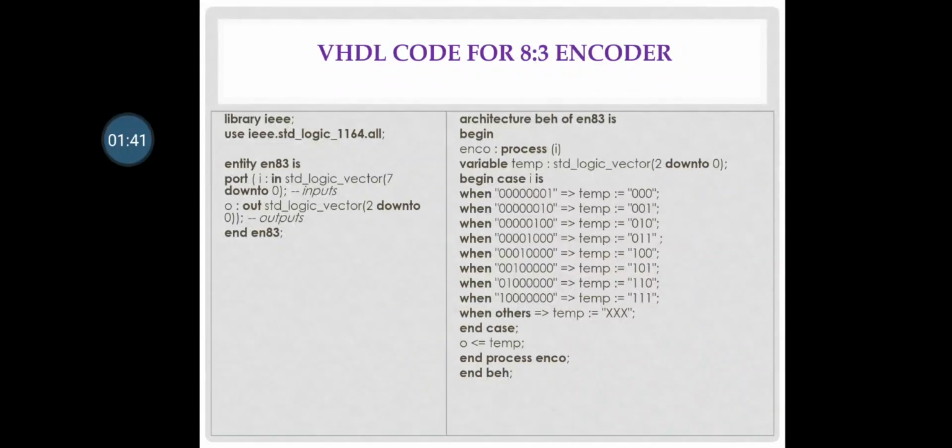Now the VHDL code for the 8:3 encoder is shown here. It is a behavioral model. The entity name is N83 and the input port is I. Since there are 8 inputs, I is given 8 bits, 7 down to 0, and the output is 3 bits, 2 down to 0. So these are the input output ports. Then in the architecture, a case statement is used and you can see the VHDL code here.